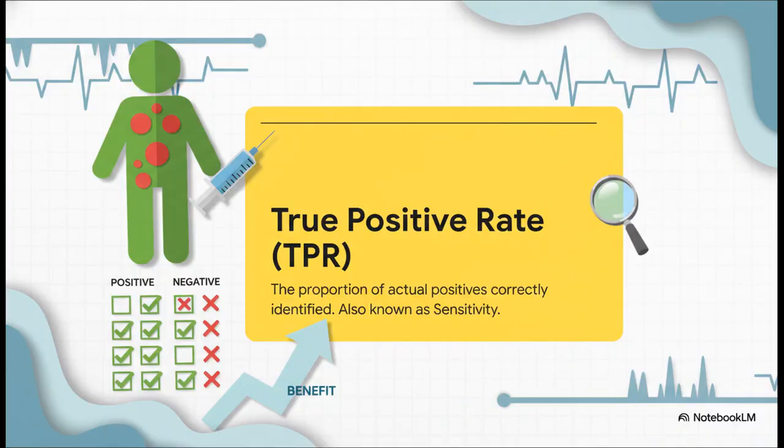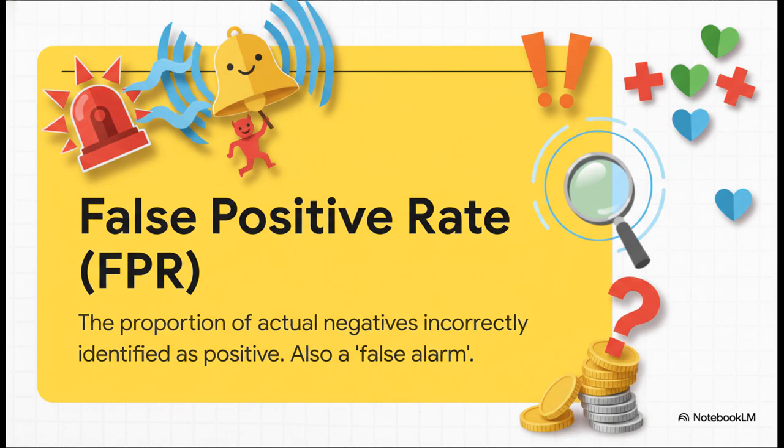So let's focus on the first really important number here, the true positive rate. This is the percentage of sick people that the test actually correctly catches. You can think of this as the benefit of the test. How good is it at actually finding the disease? And now for the flip side of that coin, the false positive rate. This is the percentage of healthy people that the test incorrectly flags as being sick. This is the cost of our test. How often does it cry wolf and cause all that unnecessary stress?